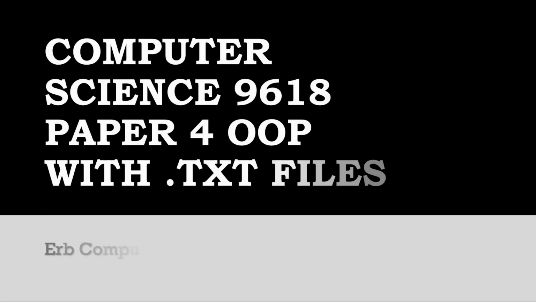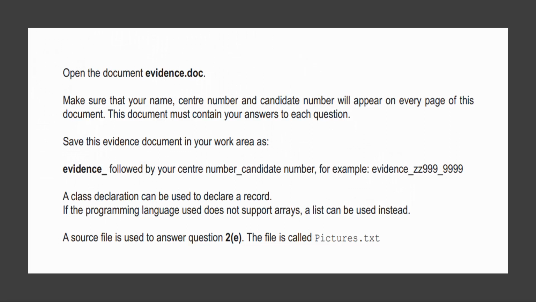In this video for Computer Science 9618 A-Level, we take a look at a requested question walkthrough that involves object-oriented programming with text files. So let's go ahead and jump in and take a look at what we're starting with.